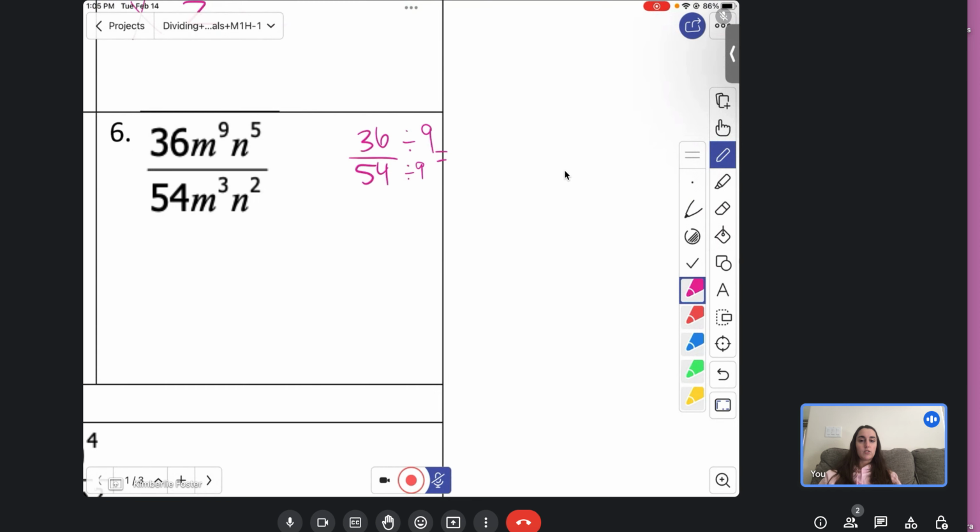I know you guys don't have calculators right now, so it's going to be a process. So I found 4 over 6, and then I said, okay, well, 2 still goes into those. So I'm going to divide top and bottom by 2, and I'm going to get 2/3. So really 18 actually goes into 36 and 54. That was the greatest common factor there. Okay. So this is going to simplify to 2/3. If it simplifies to a fraction, that's fine. Okay. And then we're going to subtract our exponents like normal. So I have m to the 6th, n to the 3rd.